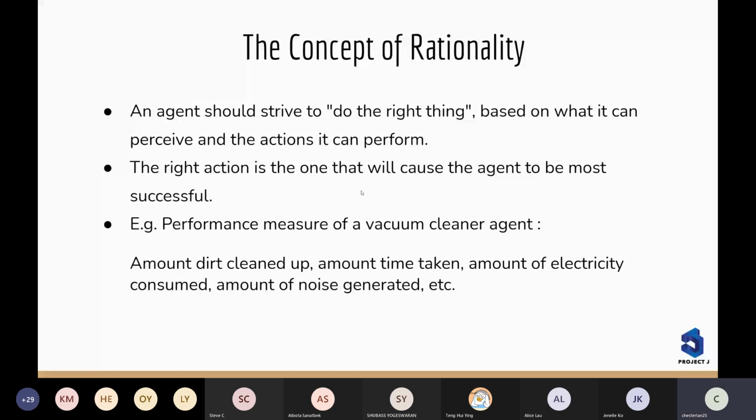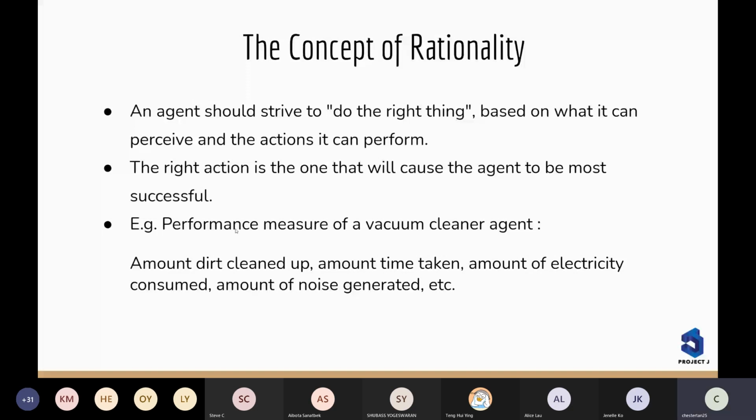And if the agent does the right action, then the action is successful, which means the agent is successful, okay? For example, the performance measure of a vacuum cleaner agent is the thing I talked about just now: the amount of dirt cleaned up. The more cleaned up, the better the agent, right? The less time taken is better, right? The less electricity consumed is better, right? And also the less noise generated. So this is how we measure the performance of the vacuum cleaner agent.